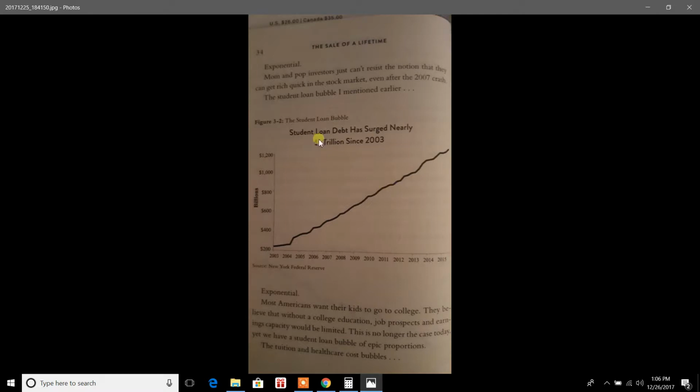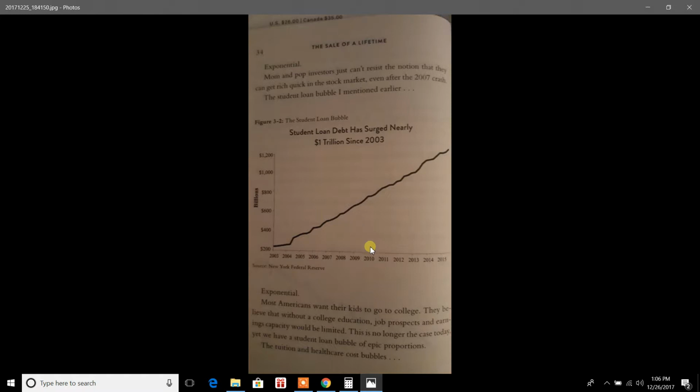So we'll go to the next chart. And this one's on student loan debt, which has surged nearly $1 trillion since 2003. And as you can see, price action. Is it a bubble? Well, it's parabolic from 2003 all the way to 2015. It surged almost $1 trillion.